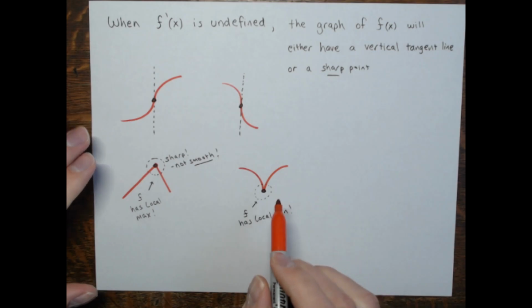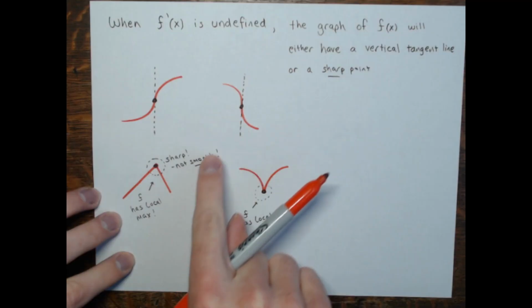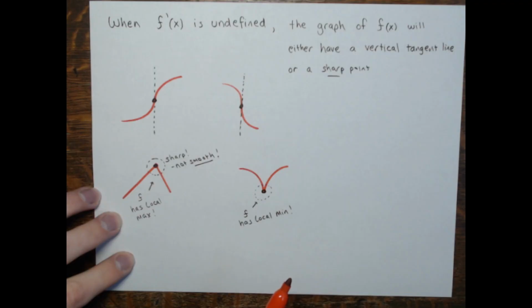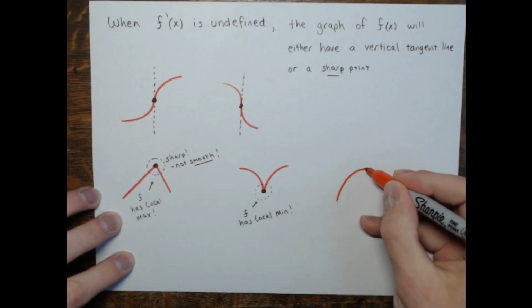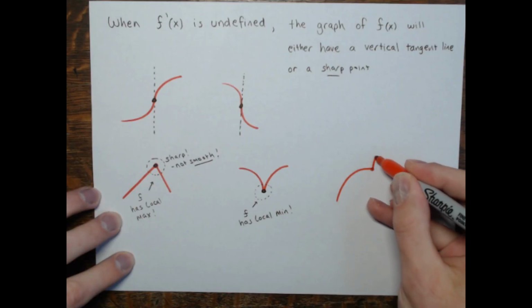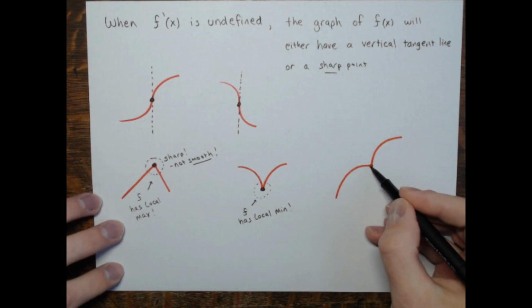Now be careful though, right? Just because the derivative doesn't exist, as you saw in these pictures here, doesn't mean you have a local extreme. Doesn't mean you have a local max or a local min. Even at the sharp points, I could have a function that was doing this, and then at some point it just does a sudden turn and keeps going up. Like this point here, right?